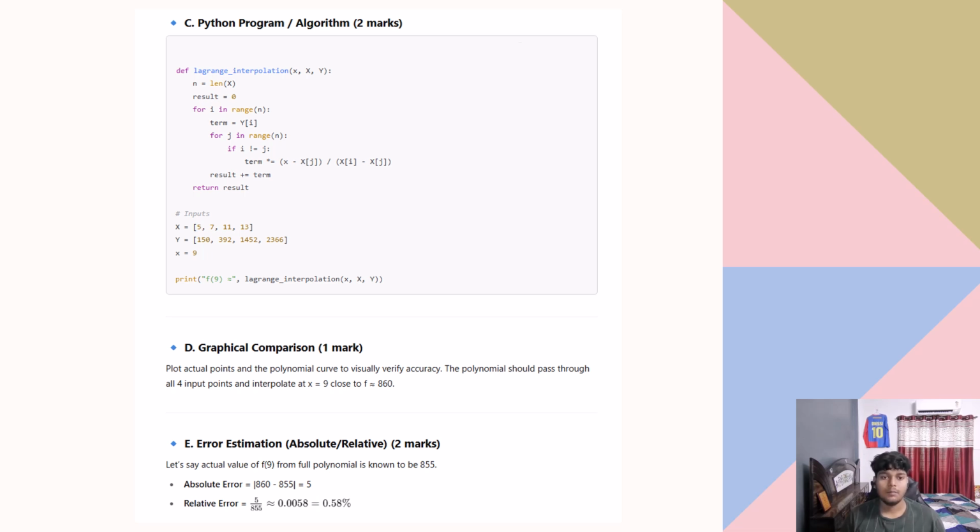Coming to part D, comparison on the graph. The degree 4 polynomial passes through all points, but at x = 9, f(9) = -61.33 lies below the trend of the data, suggesting the polynomial may not capture the function's behavior between points due to high degree oscillations.